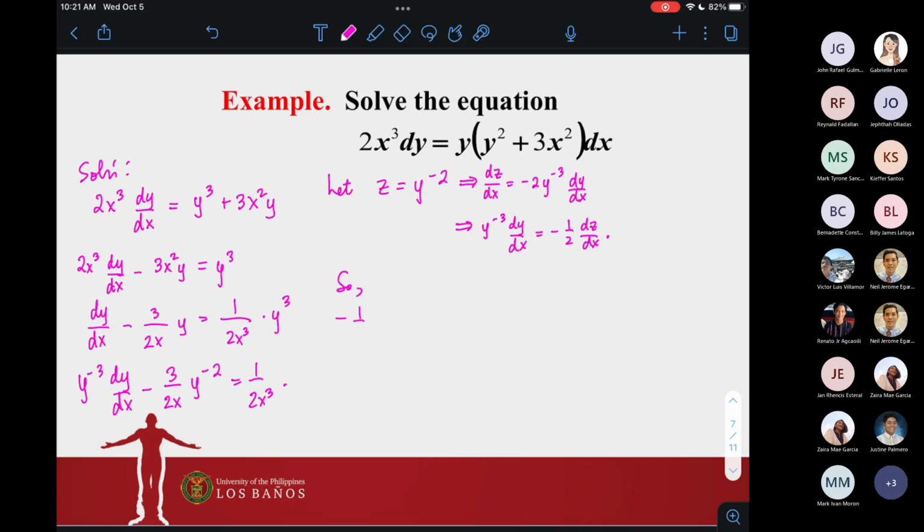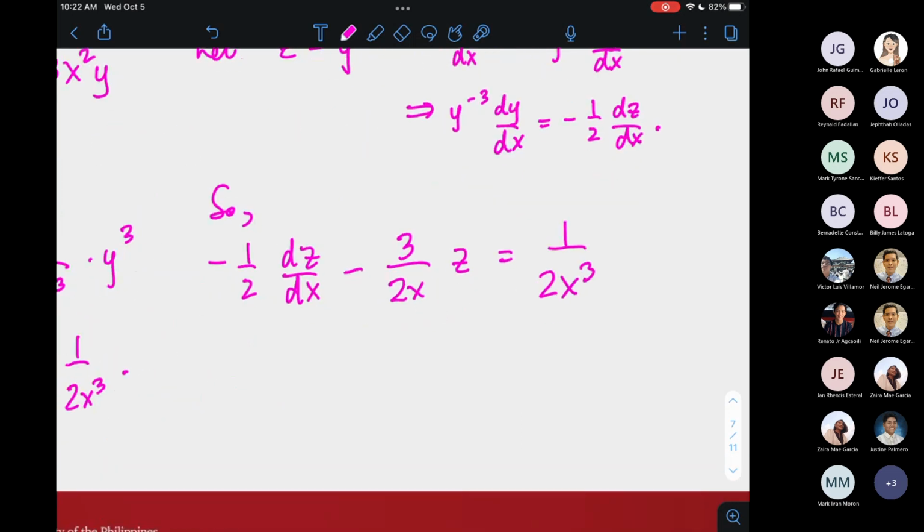So we'll have negative 1/2 dz over dx minus 3 over 2x. Then y to the negative 2 will be replaced by z equals 1 over 2x cubed. So, kompletuhin ko lang yung sentence. So, our ODE becomes this guy. All right? And then I'll divide both sides of the equation by negative 1/2 para ma-isolate si dz over dx para makuha ko yung tamang itsura ng integrating factor.